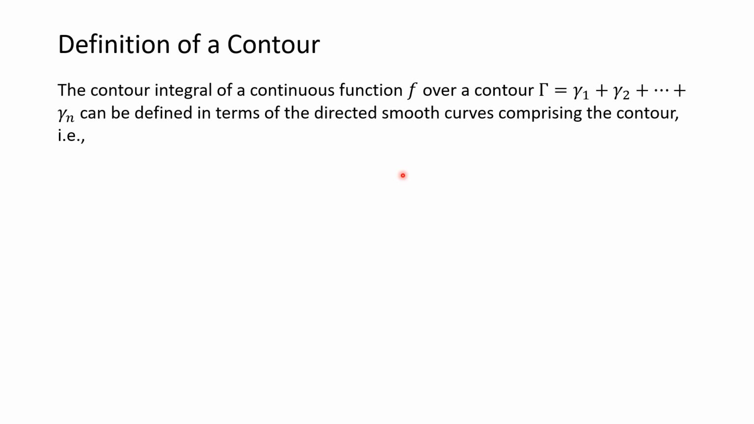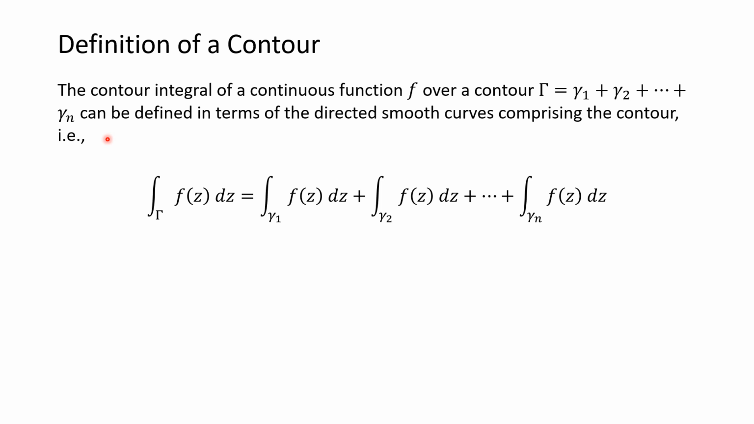As we saw earlier, a contour is a concatenation of directed simple smooth curves such that the endpoint of the first curve is the initial point of the second curve, and the terminal point of the second one is the initial point of the third, and so on. So they basically all connect together. And in terms of integrals, the integral over the contour is just the sum of the integrals of the given function over each of the directed smooth curves that make up the contour.